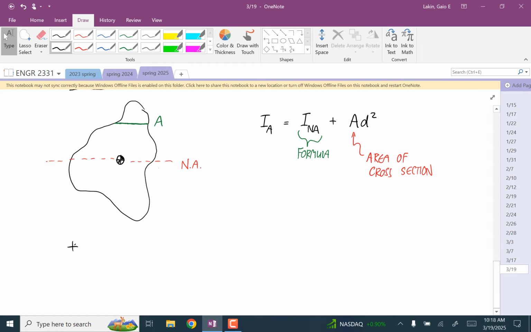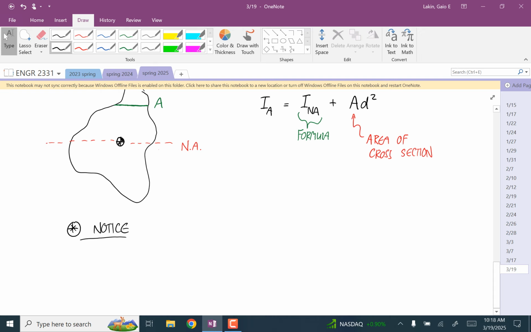One thing to notice about this: given a certain shape, the smallest the area moment of inertia can be is about the neutral axis.